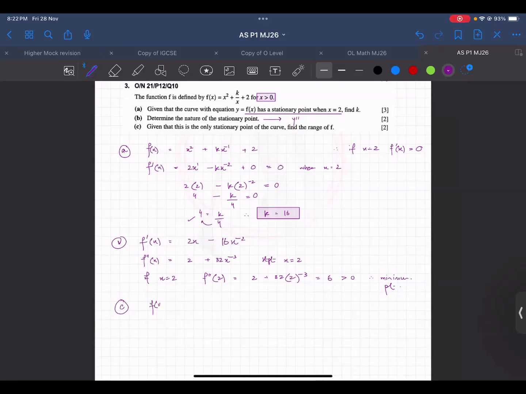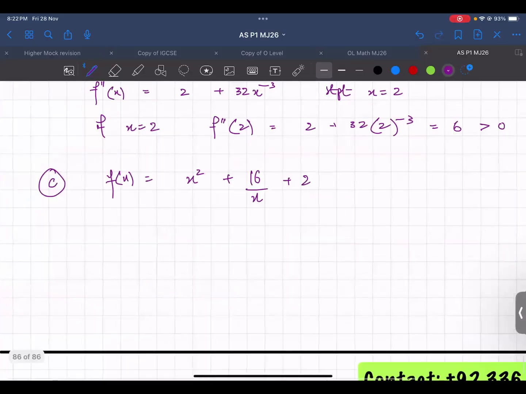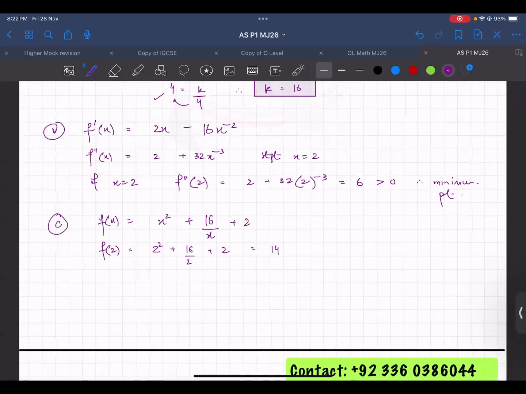So the complete function has become x square plus 16 upon x plus 2. The turning point was at x equal to 2. So f(2), the value of y at this point, is 4 plus 8 plus 2. 4 plus 8 is 12, 12 plus 2 is 14. And this is a minimum point. So this means that the curve is going upwards like this, isn't it? This is the minimum point like this. And this point is 2 comma 14.